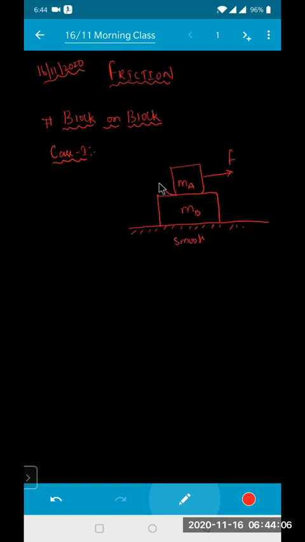And there is friction between A as well as B, with coefficient mu. So we are keeping two blocks one above the other, we are applying the force on the upper block, and this total system is kept on a smooth surface.